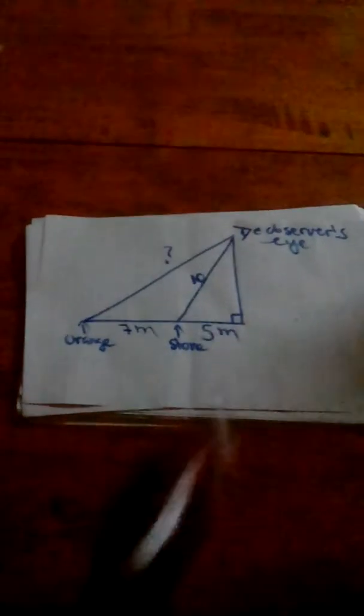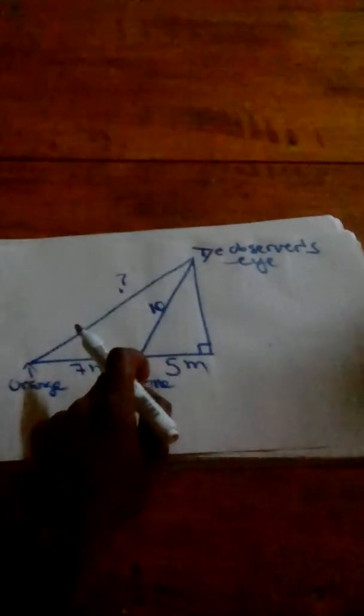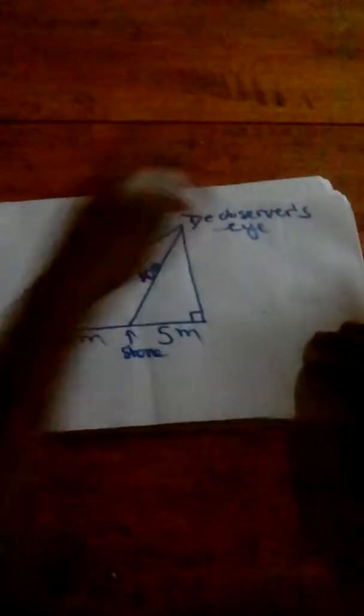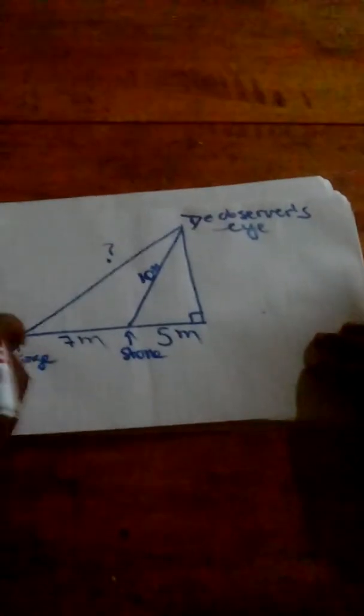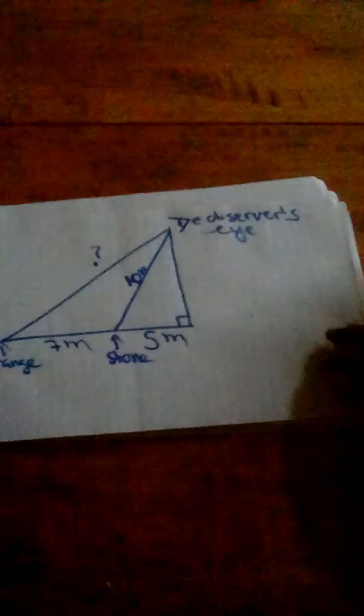Now, the horizontal distance from the bottom of the platform where the observer is to the stone is 5 meters. And the distance between the two objects is 7 meters. The distance from the observer's eye to the first object, which is the stone, is 10 meters. So the question is, what is the distance from the observer to the second object being observed, positioned here? In this case, the object is an orange.